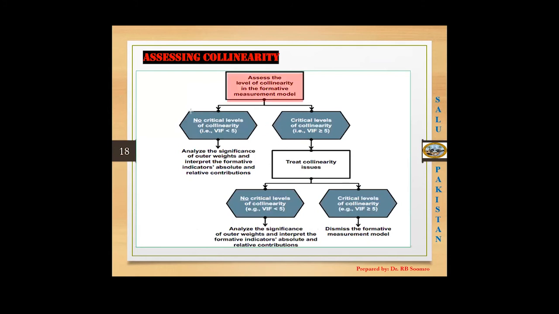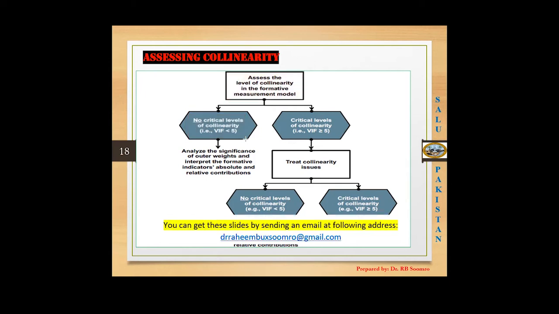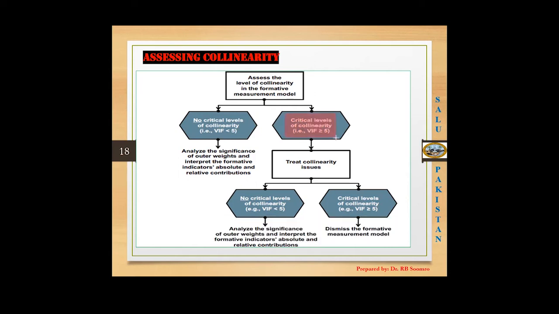Okay, there is no critical level of collinearity if the VIF is less than 5. If this is the case with your formative model, then there is no problem, and you can go ahead. But if the critical value is equal to 5 or higher than 5, then this model is carrying some type of collinearity. There is a collinearity issue.